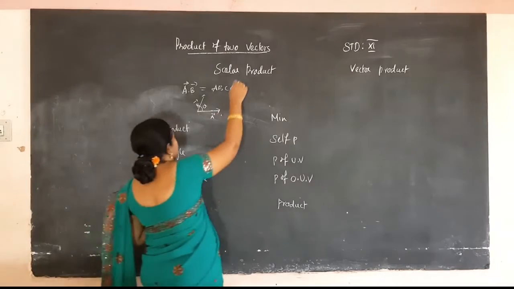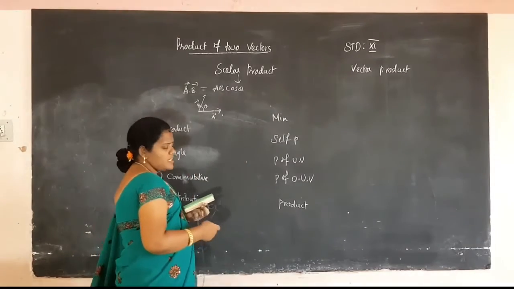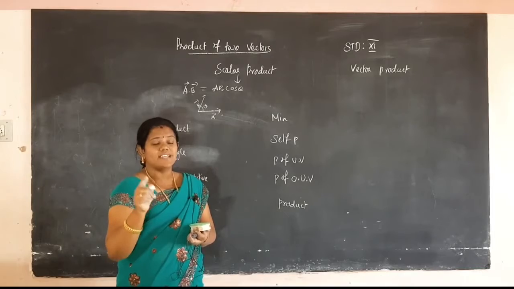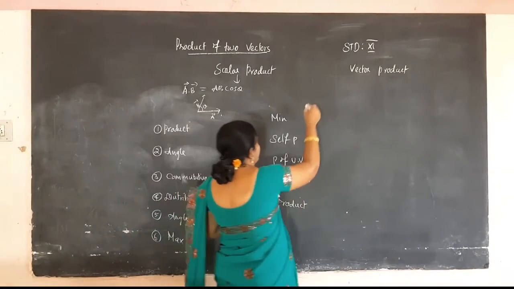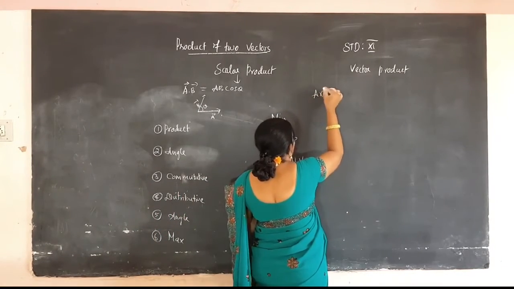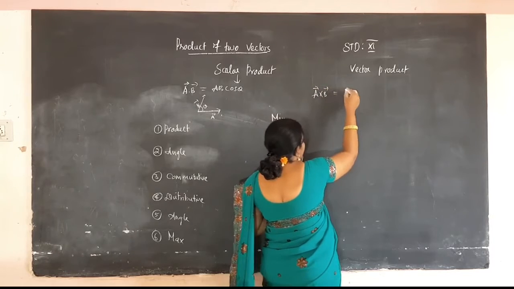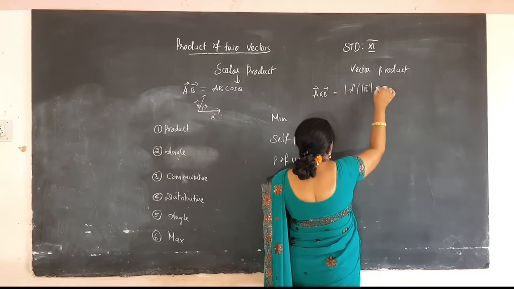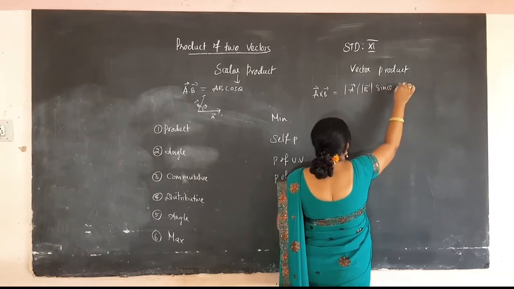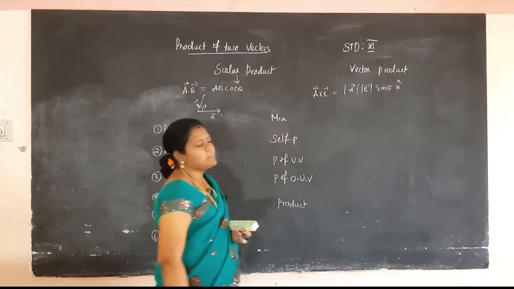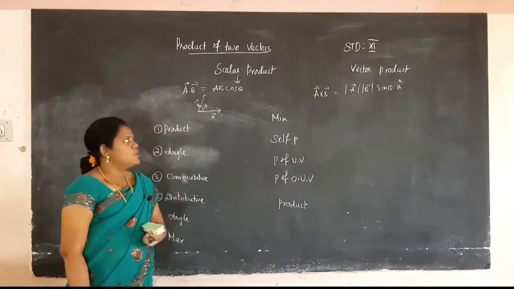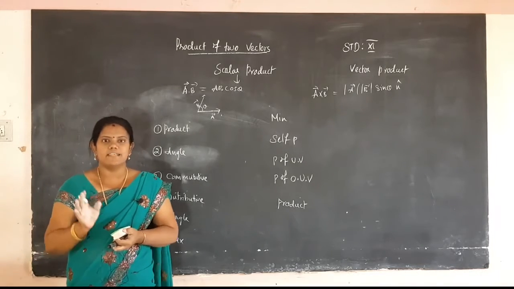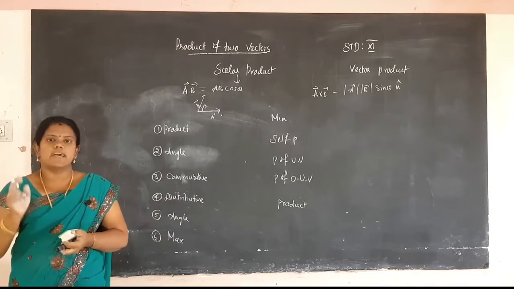Then how will you calculate the vector product? A scalar only denotes the magnitude, but a vector denotes the direction as well. So A cross B is the vector product. A cross B is equal to modulus of A and modulus of B into sine theta into n cap. N cap is nothing but the unit vector. Scalar product only tells the magnitude, but vector product tells the direction also.